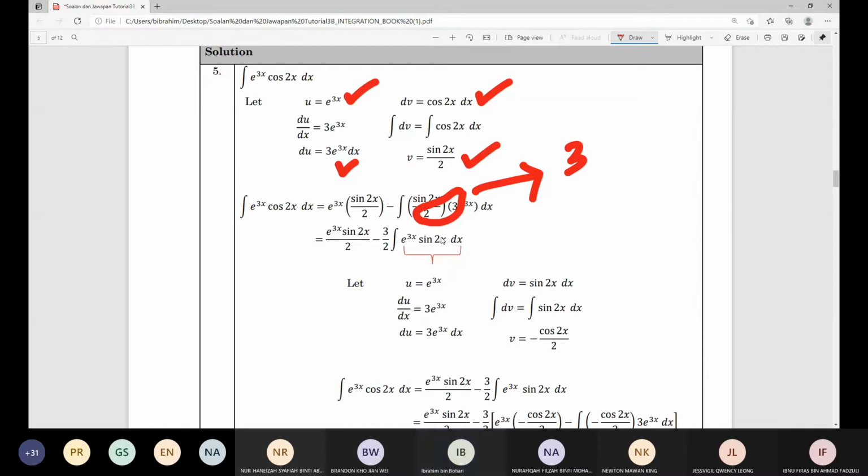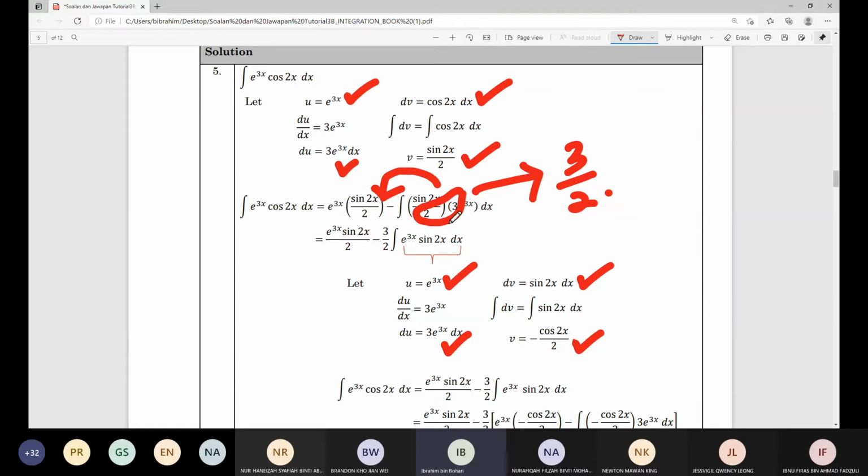I will show this. So this is your constant, and you move out the constant: 3/2 times the integral of e to the 3x sin 2x. If you don't take out the constant, your solution will come out a bit different. And here integration by parts again, on e to the 3x sin 2x. So u equals e to the 3x, and du over dx equals 3e to the 3x, and dv equals sin 2x, and v equals negative cos 2x over 2.